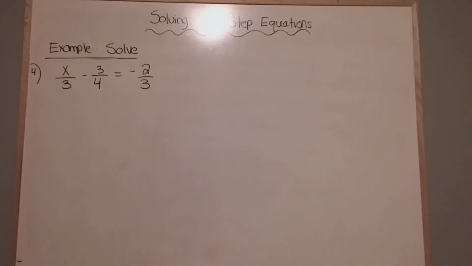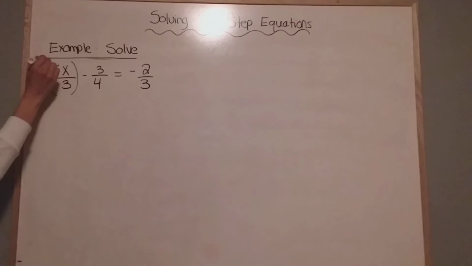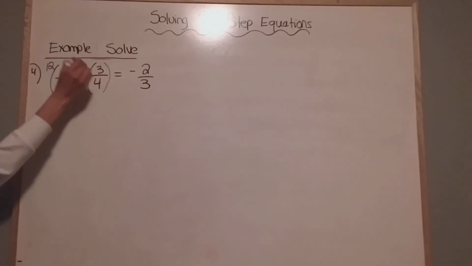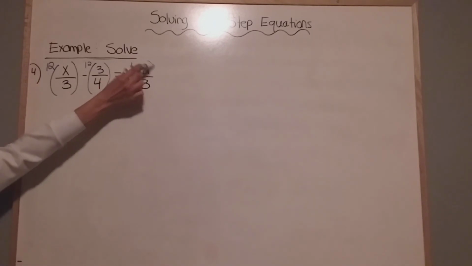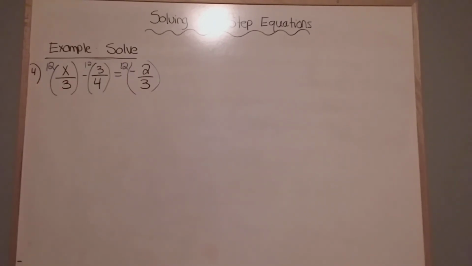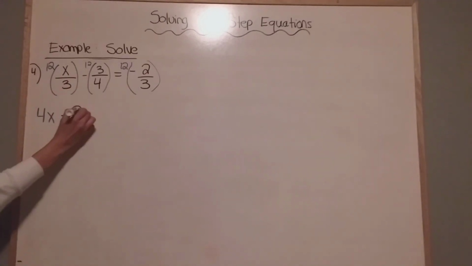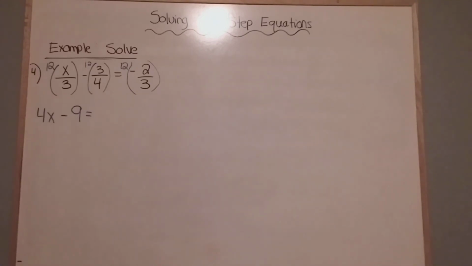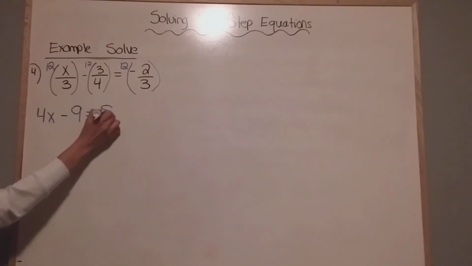Last example, which is example 4. If I look at this question, I have a 3, 4, 3 in my denominator's position. So my first step is to come up with an LCD, which is 12. So I'm going to multiply every single term by 12. Okay, 12 times x divided by 3 leaves me with 4x. 12 times 3 is 36. 36 divided by 4 leaves me with 9. 12 times negative 2 is negative 24. Negative 24 divided by 3 gives me negative 8.